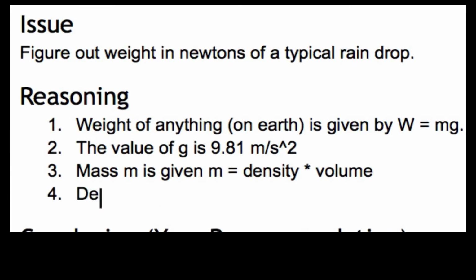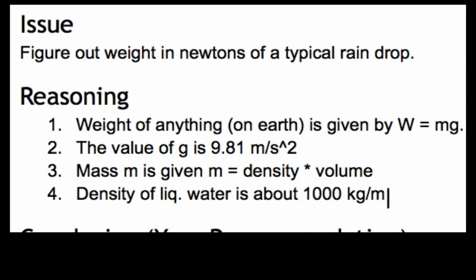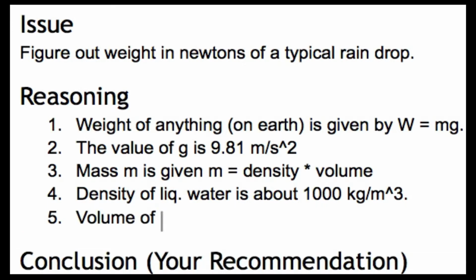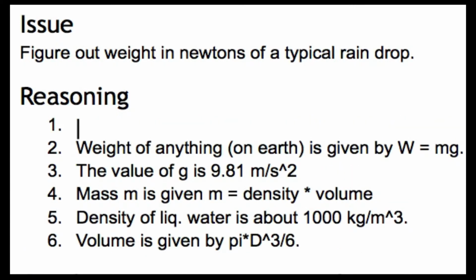Now, density of liquid water is about 1,000 kilograms per cubic meter. That's a true statement. And volume of a raindrop is given by pi d cubed over 6. And I see that I've got an assumption here. I'm assuming that the raindrop is a sphere. So I'll come up here to the top of my reasoning and say assume a spherical raindrop.